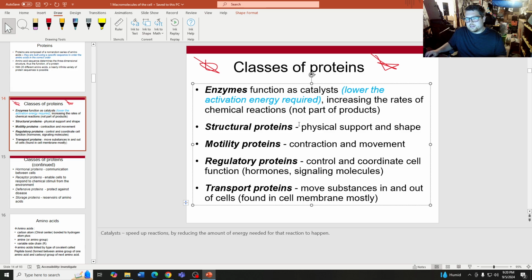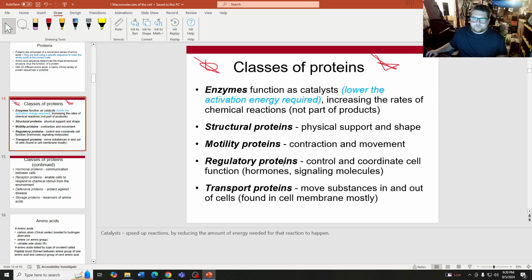Structural proteins are for physical support and shape. Lots of our body, like the skin and the spaces in between cells, is made up of structural proteins. That's what keeps all of the stuff together. Motility proteins are for contraction and movement. Stuff needs to get from one point to another inside of cells in order for our bodies to function, so there are specific proteins that deal with that.